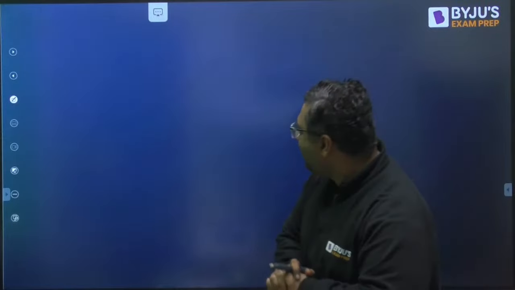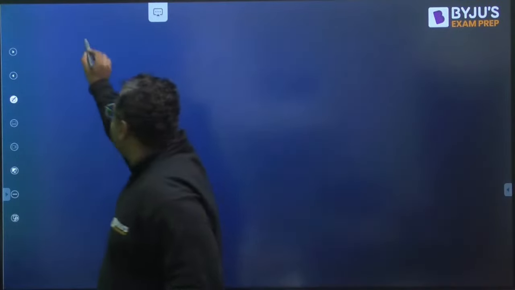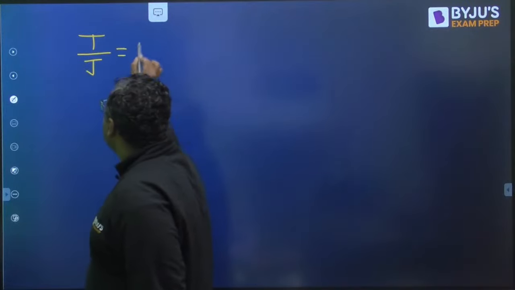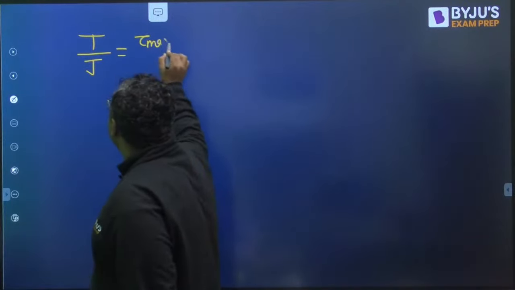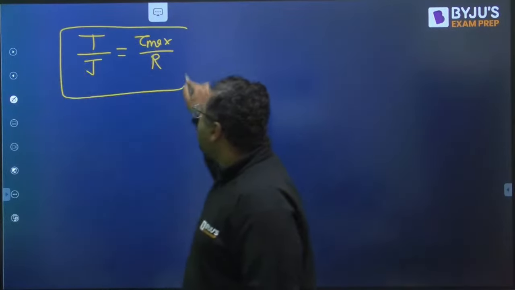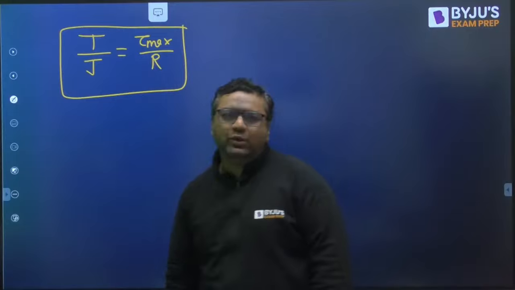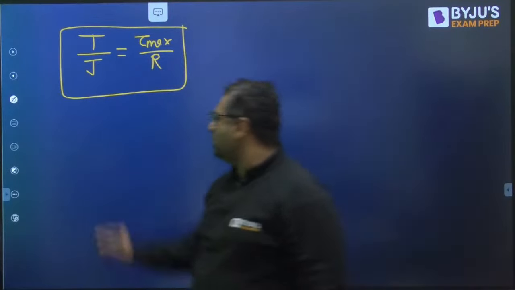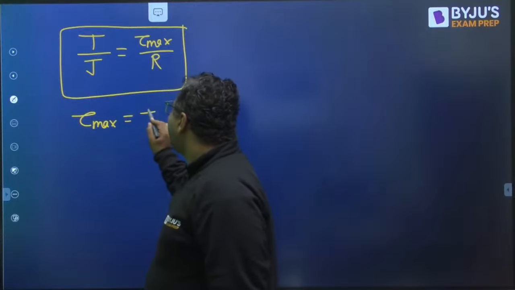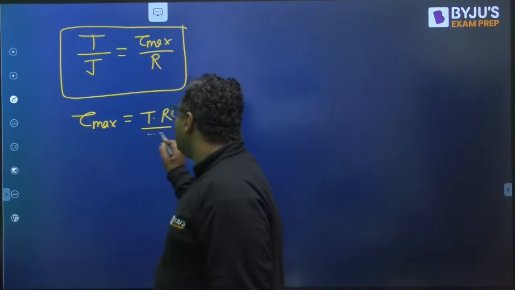Now, my dear, I would like to tell you one very important thing, that you have written the equation T by J is equal to tau max divided by R. So if you want to find out the maximum value of shear stress, you can use this part of the equation. So from here, we can write tau max is equal to T into R divided by J.